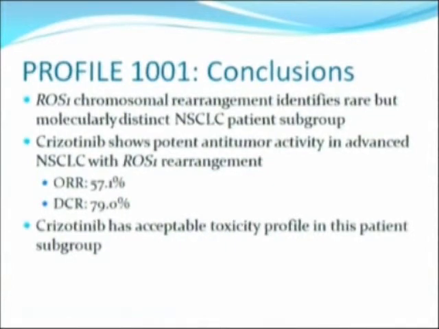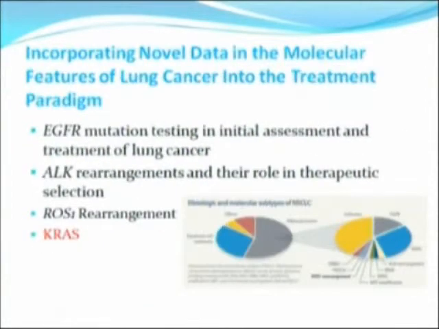Crizotinib has an acceptable toxicity profile, much preferable to cytotoxic chemotherapy. But of course, we need a bit more clinical data, a bit more information about the frequency of ROS1 rearrangements, and how we're going to test for those, how we're going to make that clinically useful. So currently, we don't test for ROS1 rearrangements, but that might be something that's coming on into a panel of testing that we send our tissue for.